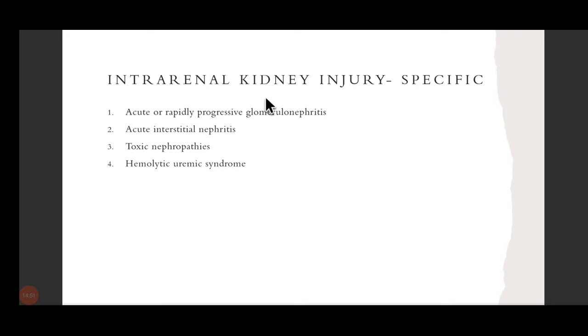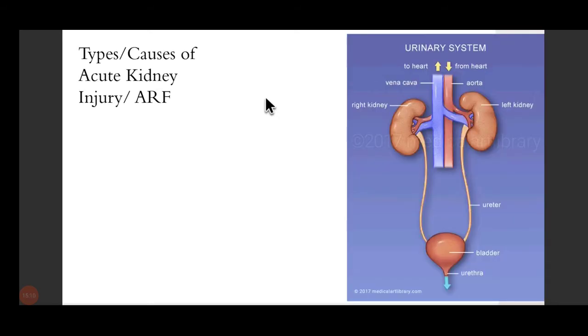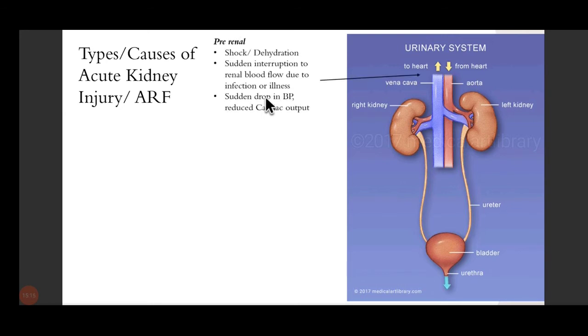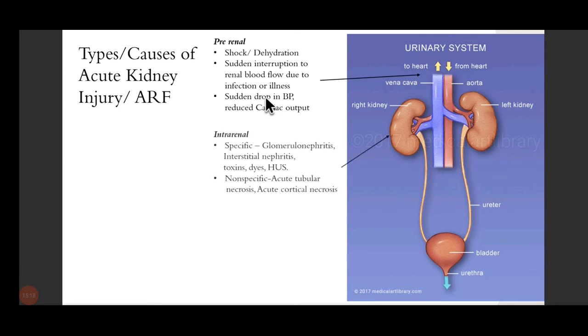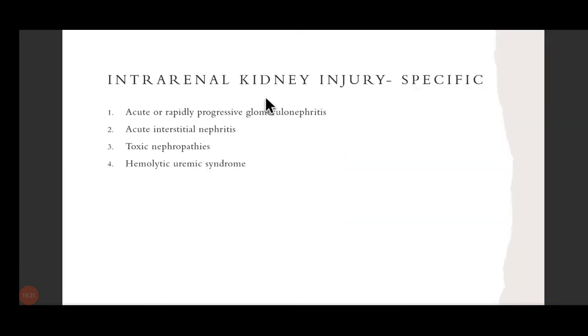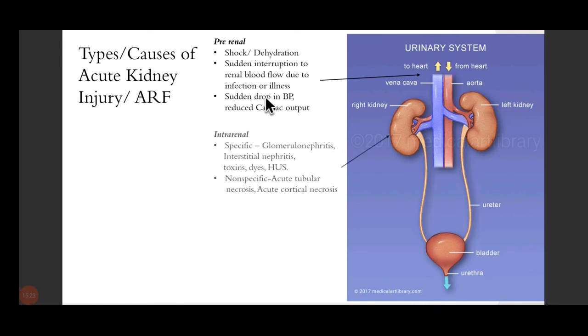Coming to intrarenal kidney injury, specific types. So these include acute or rapidly progressive glomerulonephritis, acute interstitial nephritis, toxic nephropathies, and hemolytic uremic syndrome. So again, we come back to that slide. We're discussing the intrarenal causes, right? We have finished with the pre-renal. Intrarenal are specific and non-specific causes pertaining to the kidney.